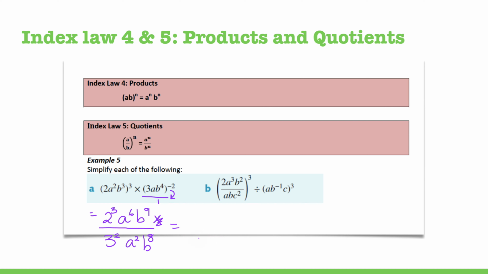All I have to do now is simplify. So 2 to the power of 3 is going to be 8. 3 to the power of 2 is 9, so that's at the bottom. I have 2 a's at the bottom and 6 at the top, so that cancels out to give me a to the power of 4. 8 b's at the bottom, 9 at the top, that cancels out to give me 1. So that will be a to the power of 4 and b. There is nothing left at the bottom.